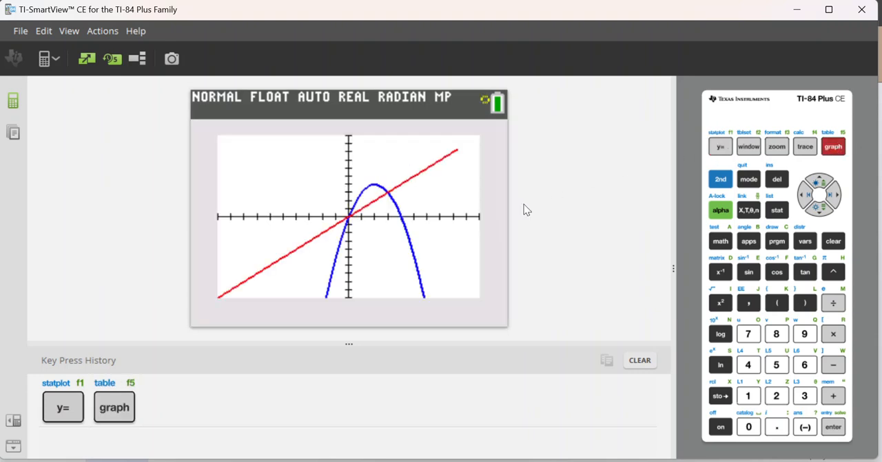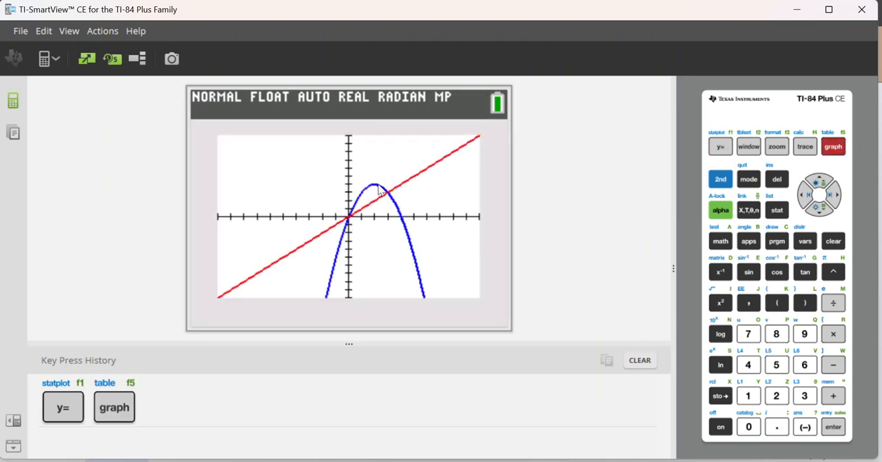And to show you what the graphs look like, the quadratic function is in blue, the linear function is in red. For this region, we're talking about the region bounded above by my quadratic function and below by my linear function, so this region right up in here.